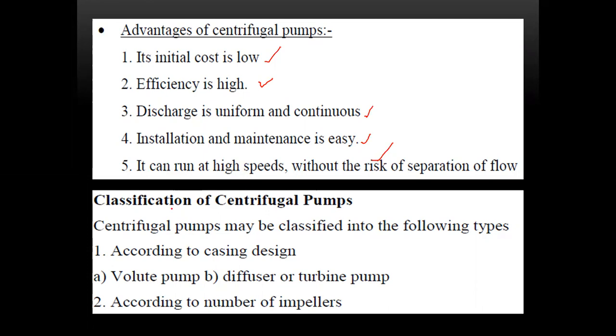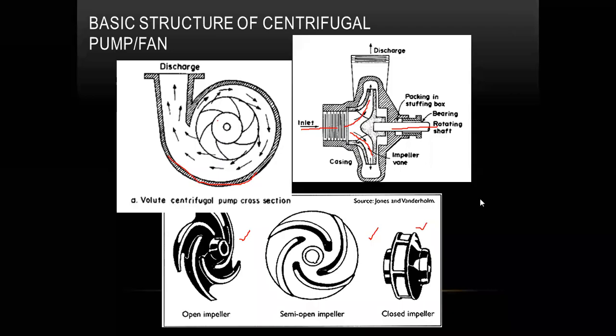Next, what are the classifications of centrifugal pumps? The topics I am telling now are all according to your syllabus only, right? Centrifugal pumps may be classified into the following types. The first one is according to the casing design. Casing is the outer layer. If you see your pump, okay, this is a casing of a centrifugal pump.